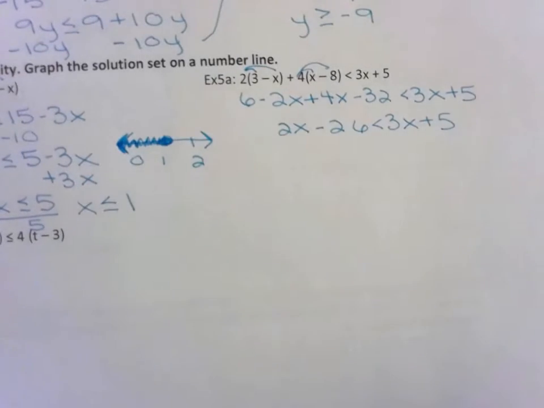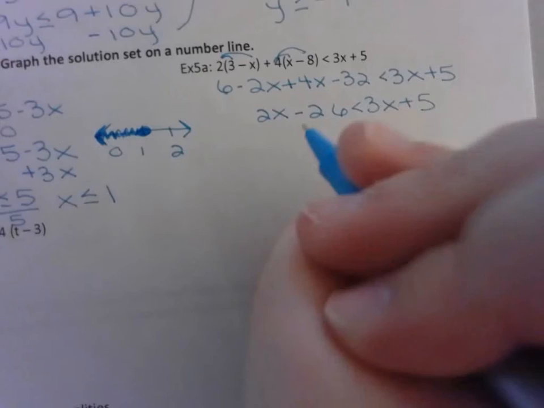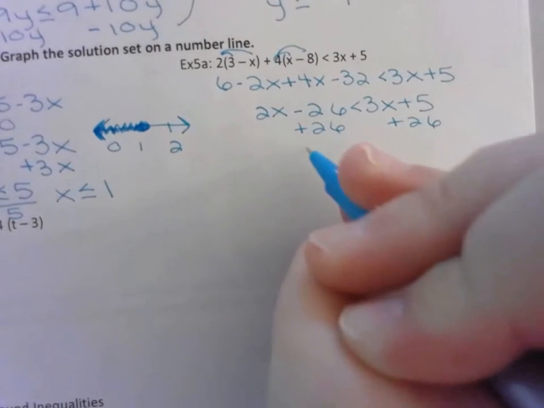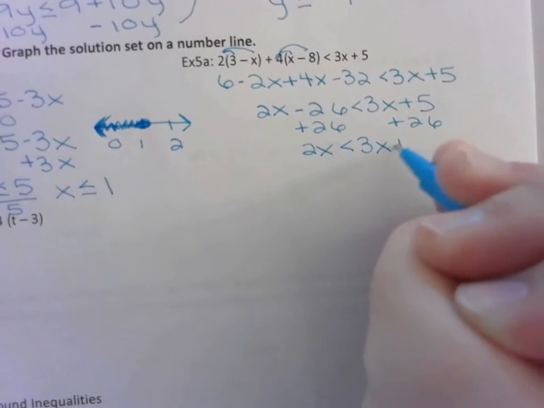So if you can combine on the left side, simplify, combine it first, and then move things over to the other side. Now I have this. Add 26. So 2x is less than 3x plus 31.